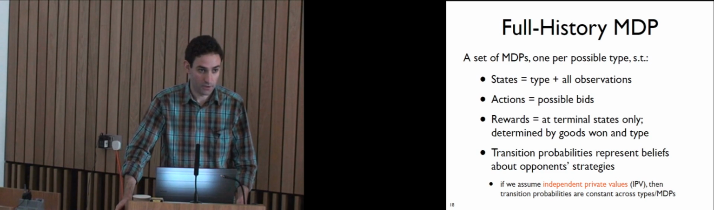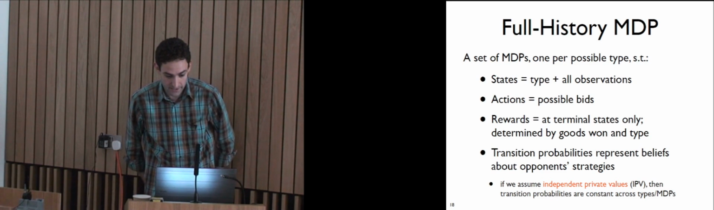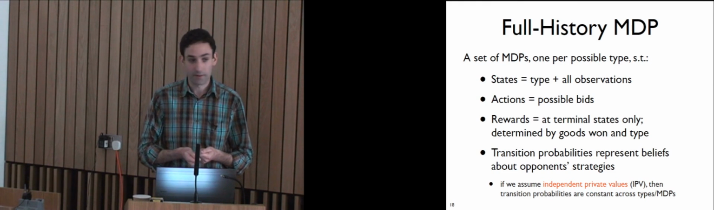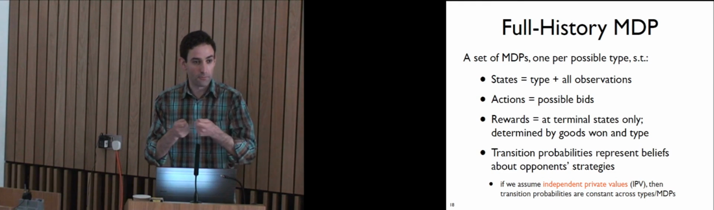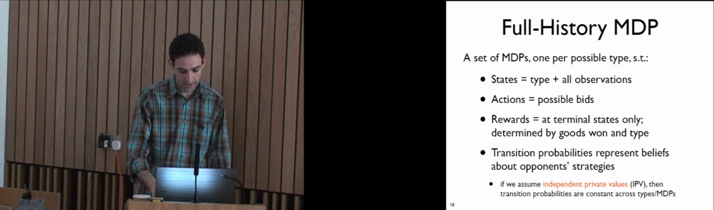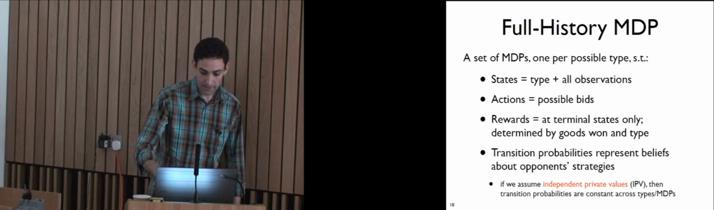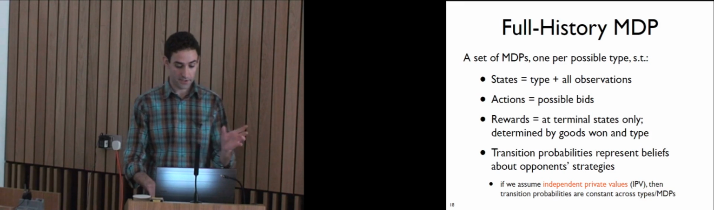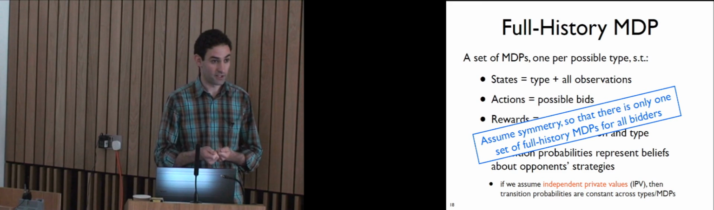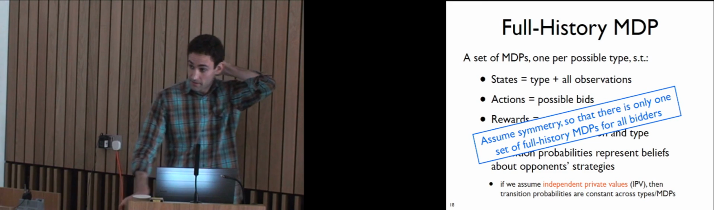So then you can have fully combinatorial evaluations. And transition probabilities represent beliefs about opponents' strategies. So depending on what the other players bid, when you submit your bid, you may or may not win, depending on the distribution of their bids. And throughout, it's going to be assumed that values are independent. And then transition probabilities don't depend on the agent's type. We'll also assume symmetry, and we will focus on symmetric equilibria.